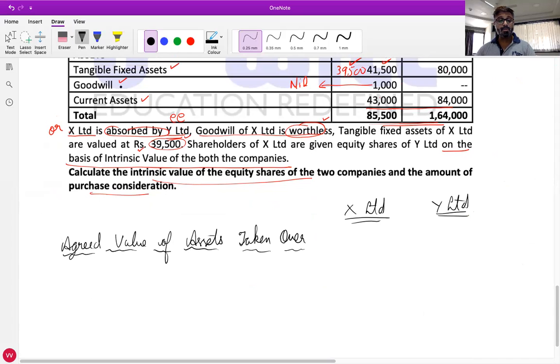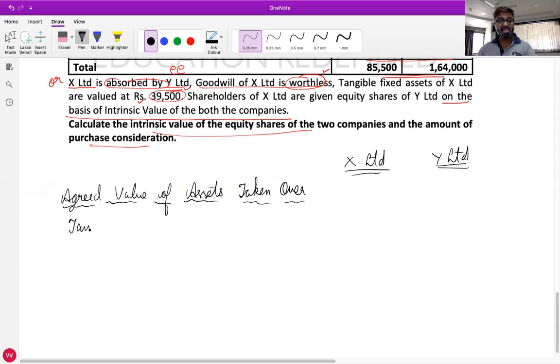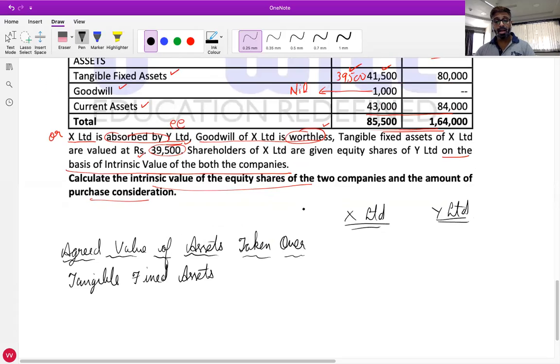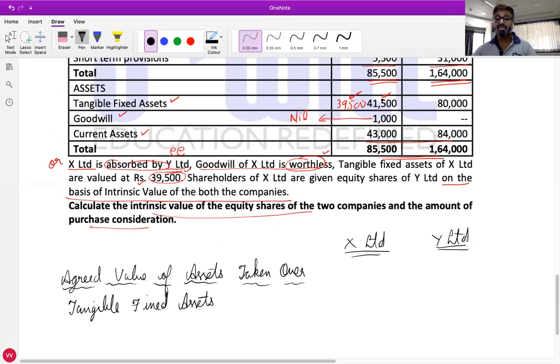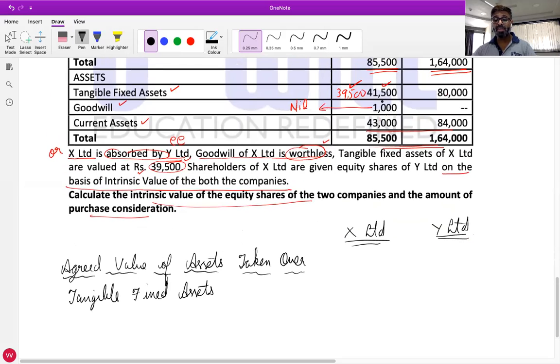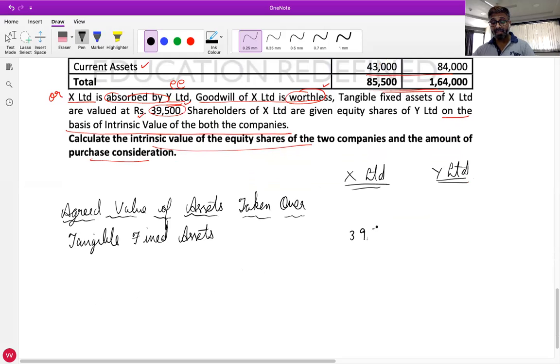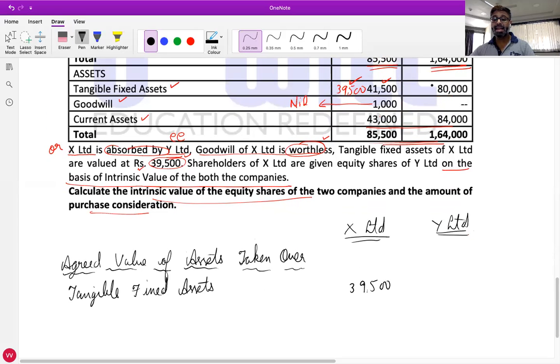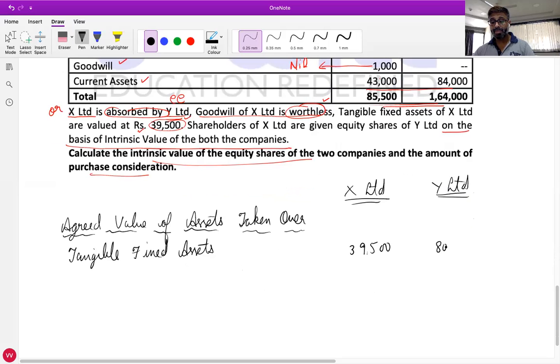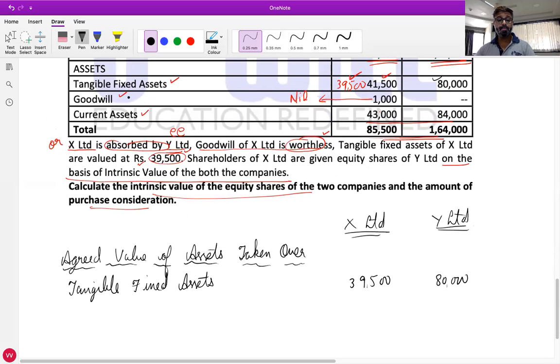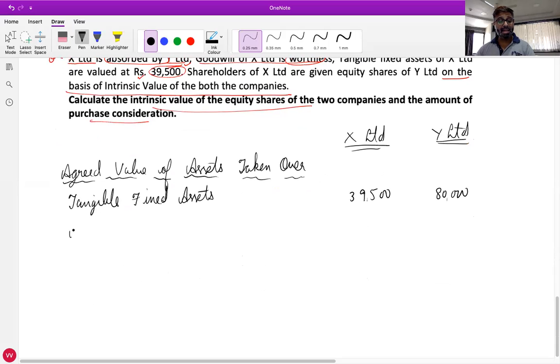Okay, now tell me which are the assets. Which is the first one? Tangible fixed assets. What will we take? 41,500? No. 39,500. And in case of Y Limited, we'll take 80,000. Then should I take goodwill? No. Y does not have it and X's value is worthless. So directly I'll take current assets.